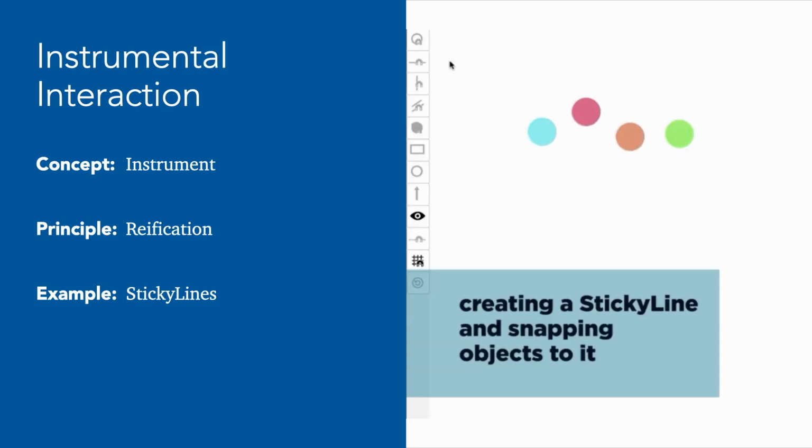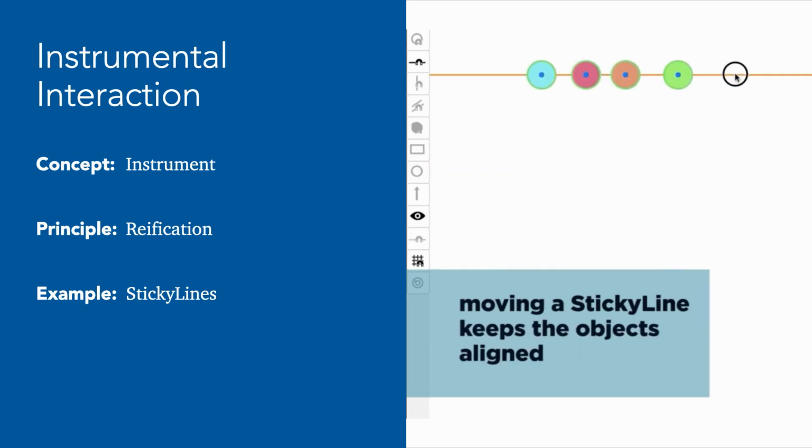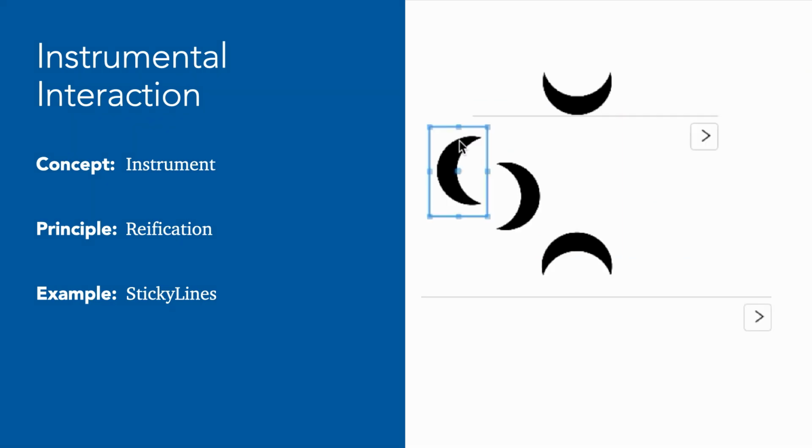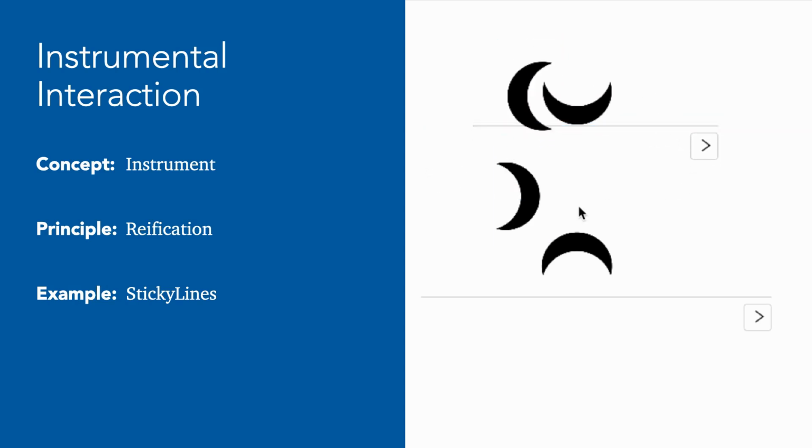Here, the user creates a sticky line that maintains the alignment of all objects that are attached to it. This alignment persists, even if one or more objects are moved. Users can also offset objects from the line, for example when the geometric center does not match the visual center. They can then reify the offset into an instrument that can be copied and pasted and used to offset other similar objects.